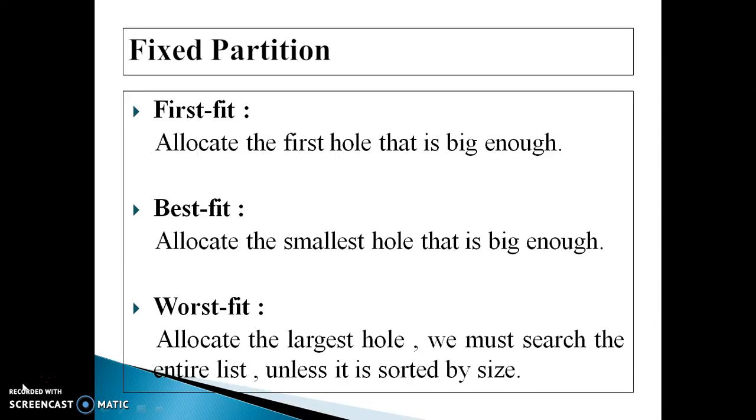In the best fit case, it allocates the smallest hole that is big enough, and this strategy produces the smallest leftover hole. In the worst fit case, which is the last one, it allocates the largest hole. We must search the entire list unless it is sorted by size. This strategy produces the largest leftover hole, which may be more useful than the smaller leftover hole from a best fit approach.